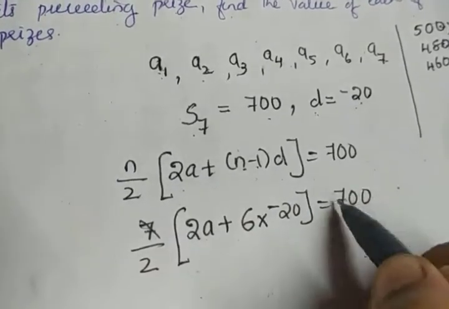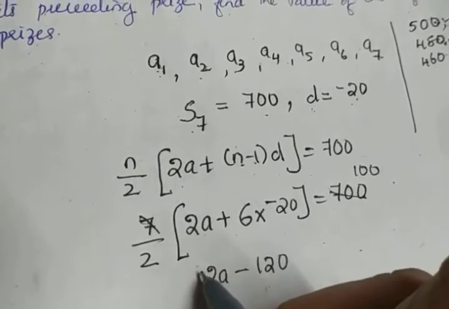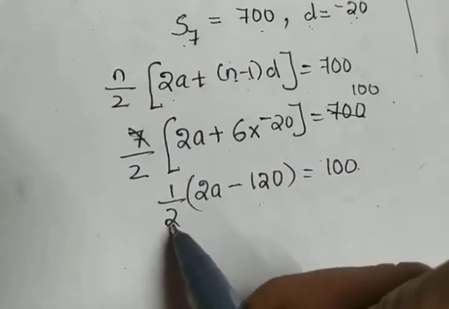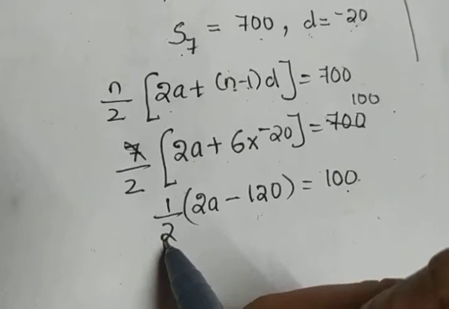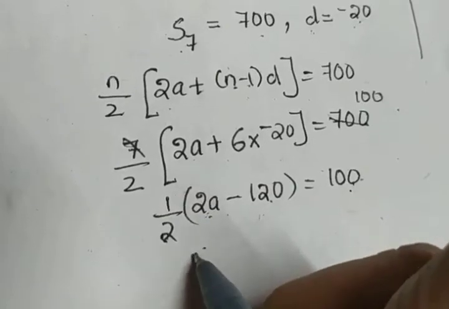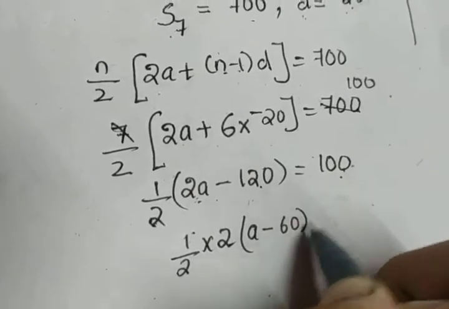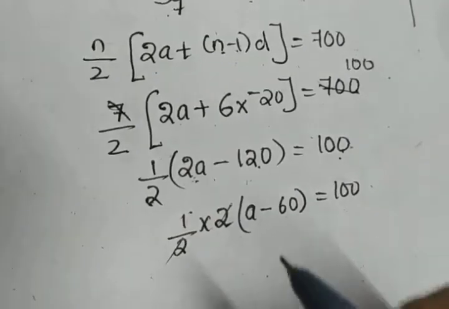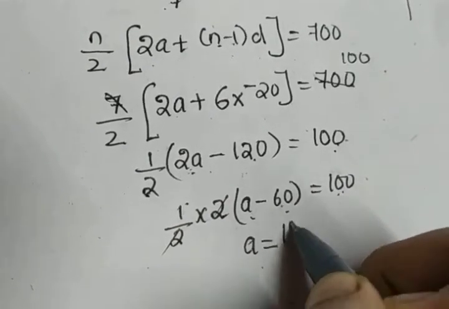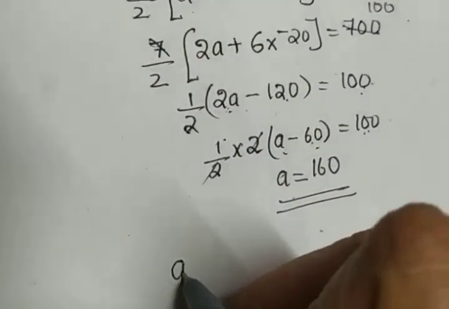Okay, this 7 and 700 get cancelled, giving you 100. So you are getting 2a minus 120, and 1 by 2 is outside, is equal to 100. Okay, can we cancel this 2 and 100? No, because this 2 is in the denominator, this 100 is in the numerator. Take 2 common from these two terms. So what we get is 1 by 2 is already there, so into 2, and here what we get, a minus 60 is equal to 100. So that this 2 gets cancelled. So we are getting the equation a minus 60 equal to 100, and a is equal to 100 plus 60, which gives you 160. So we got a, which is the same as a1. So a1 is equal to 160.